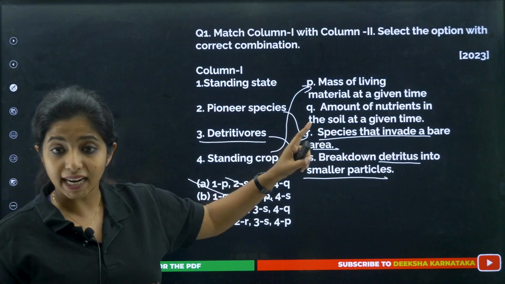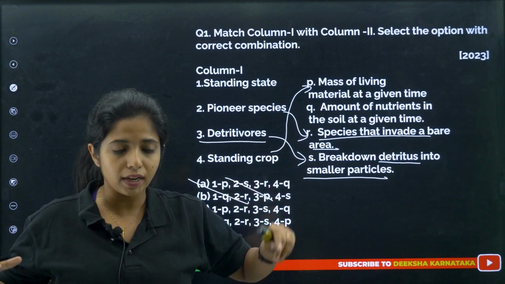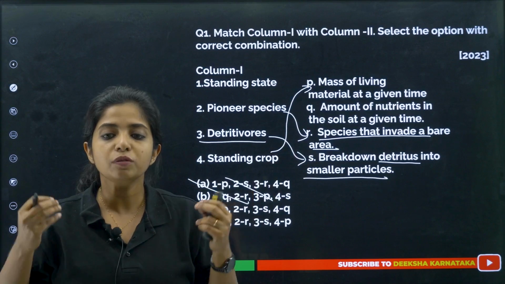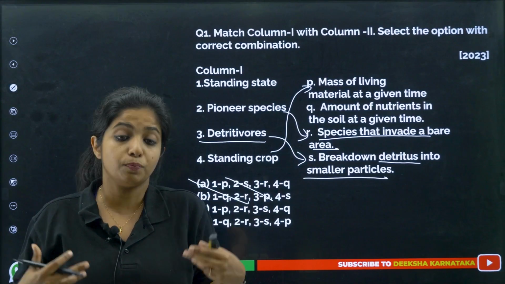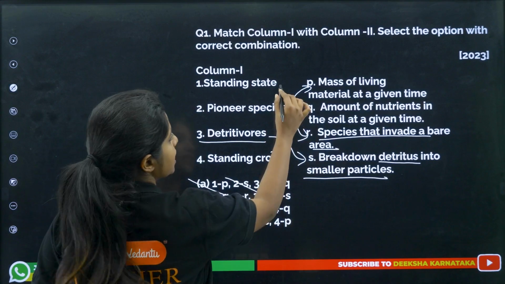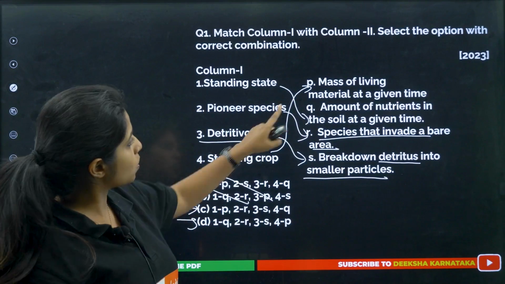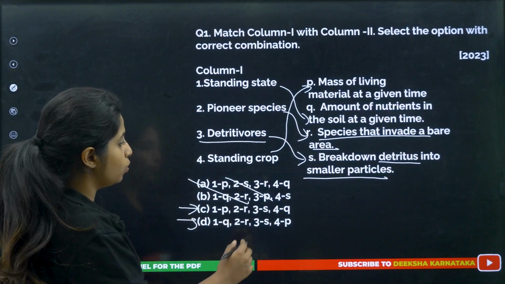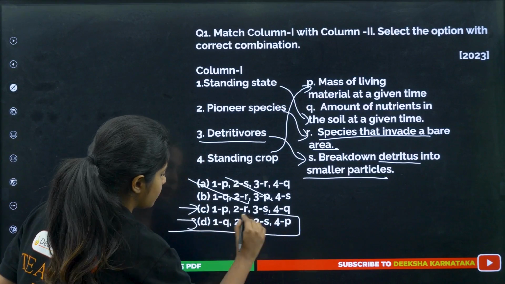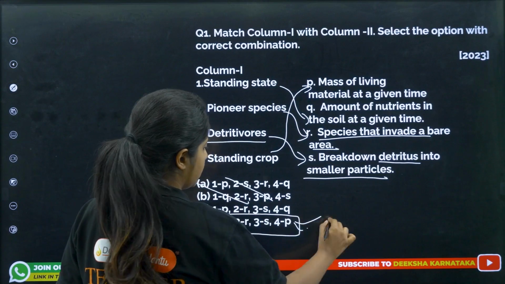Now standing state. Standing state is the amount of nutrients which is there in the soil, the amount of carbon or whatever small nutrients which is put in the soil or basically present in the soil. That is what you mean by the standing state. So 1 goes with Q and 4 goes with P, and this becomes your answer. Cool? This is the answer.